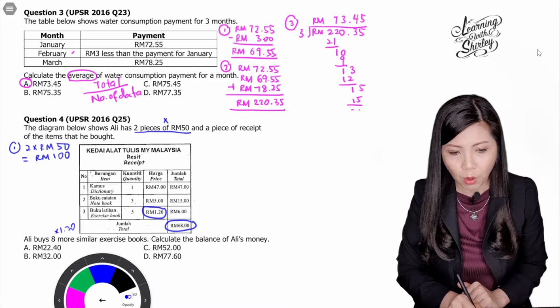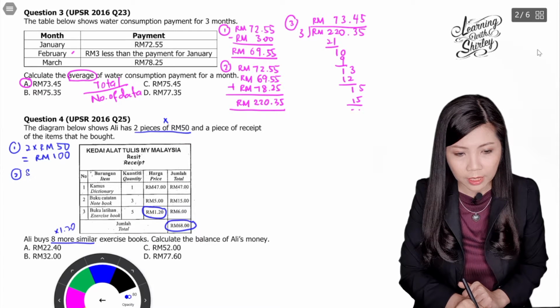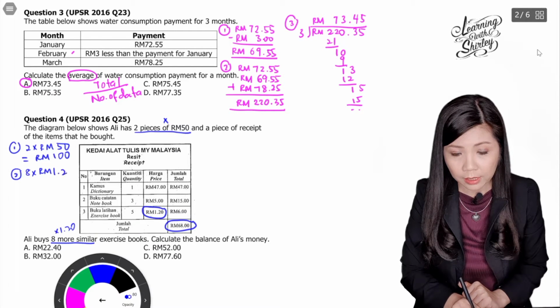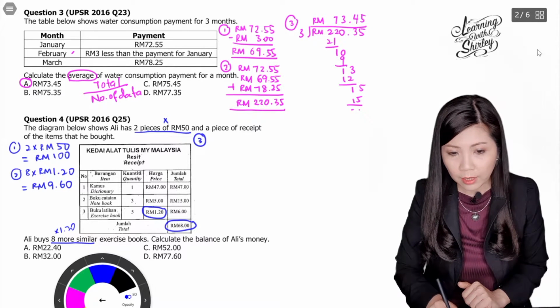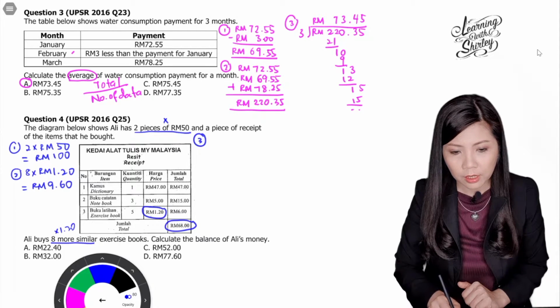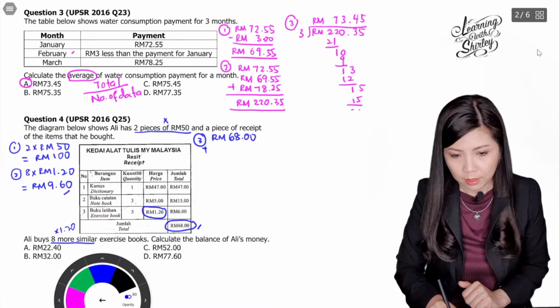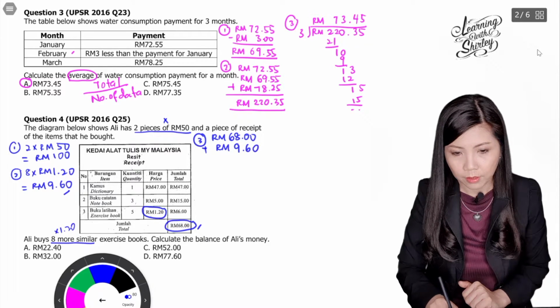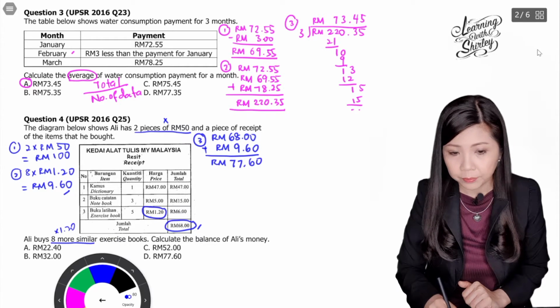And then he buys 8 more similar exercise books here. So the second step is I'm going to times, so 8 times 1 ringgit and 20 cents, and it's 9 ringgit and 60 cents. And then the third step is to find the actual total, which is 68 ringgit plus 9 ringgit 60 cents. Okay, so I'm going to add this up. So 68 plus 9.60 is 77 ringgit and 60 cents.